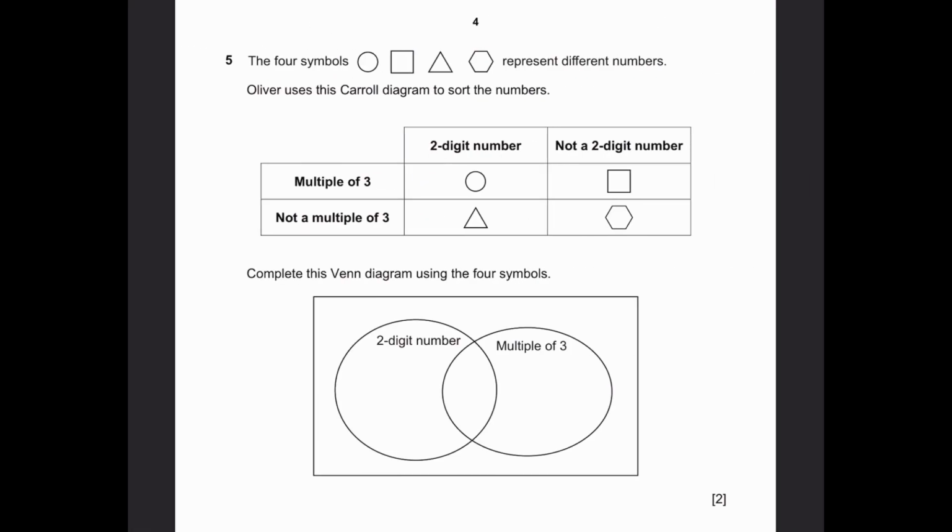Question 5. The 4 symbols circle, square, triangle, and hexagon represent different numbers. Use the Carroll diagram to sort the numbers. Complete the Venn diagram using the 4 symbols. Something which is 2-digit and multiple of 3 comes here. So that's circle over there. Now for multiple of 3 and not a 2-digit number, that's a square. So we make it over here. Not a multiple of 3 and a 2-digit number is a triangle over here. And for the hexagon, it's in none of them.